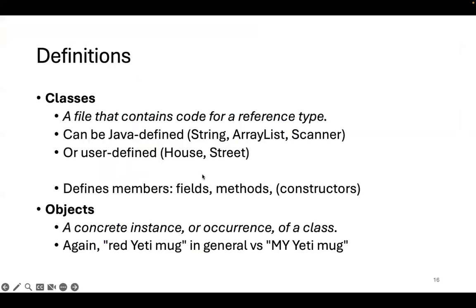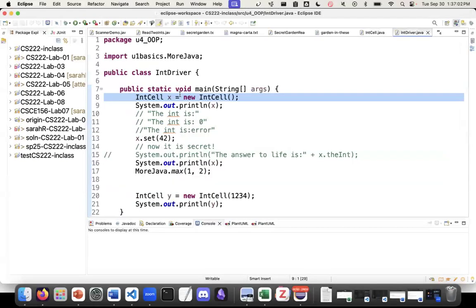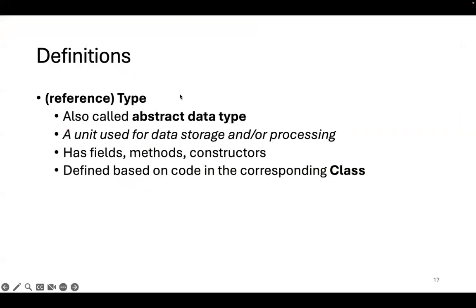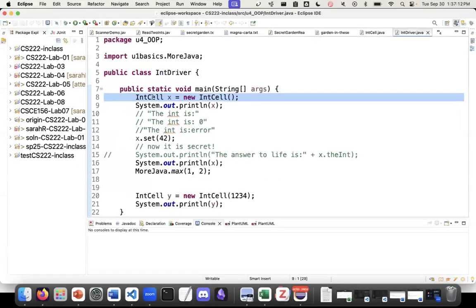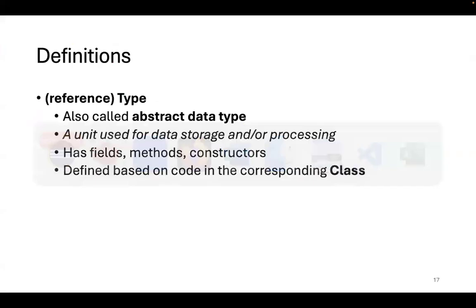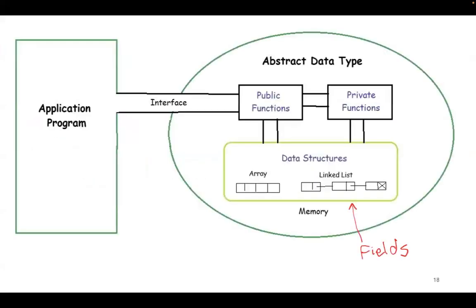And so that's the concrete instance. And so that's X, the object of type int cell. And so that type that we've defined, when we see it in use over here, remember when we declare variables, there's the type name and then the variable name. And so int cell is now our reference type. This is also called an abstract data type, which we have created.